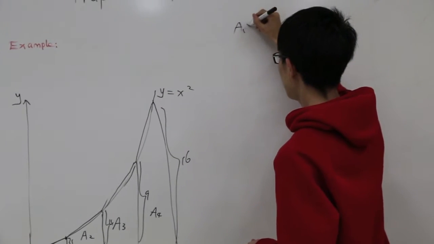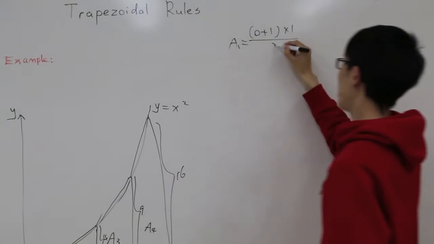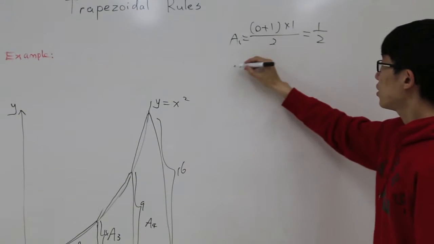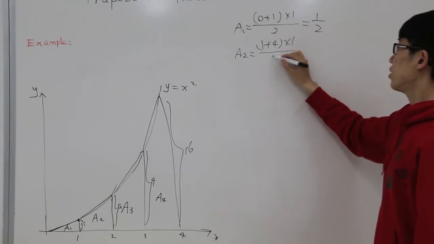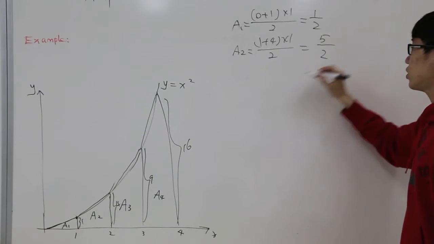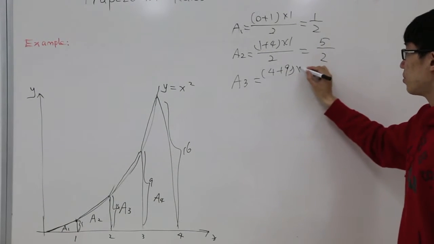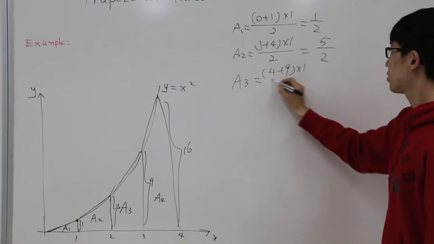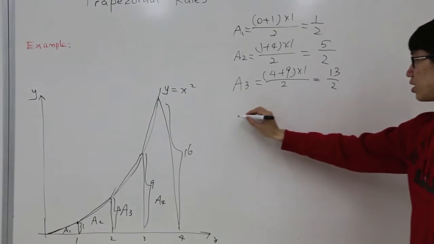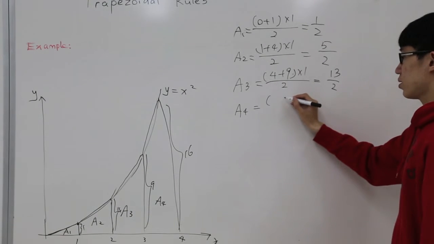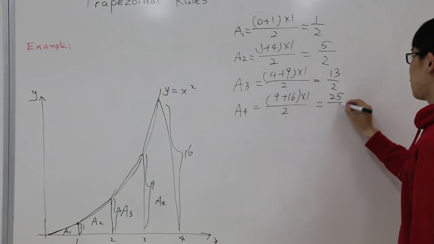So A1 here would be 0 plus 1 times the width 1 divided by 2, that gives us a half. And A2 would be 1 plus 4 times the width 1 divided by 2, that gives us 5 over 2. And then A3 would be 4 plus 9 times the width 1 divided by 2, that gives us 13 over 2. And then A4 would be 9 plus 16 times 1 divided by 2, that gives us 25 over 2.